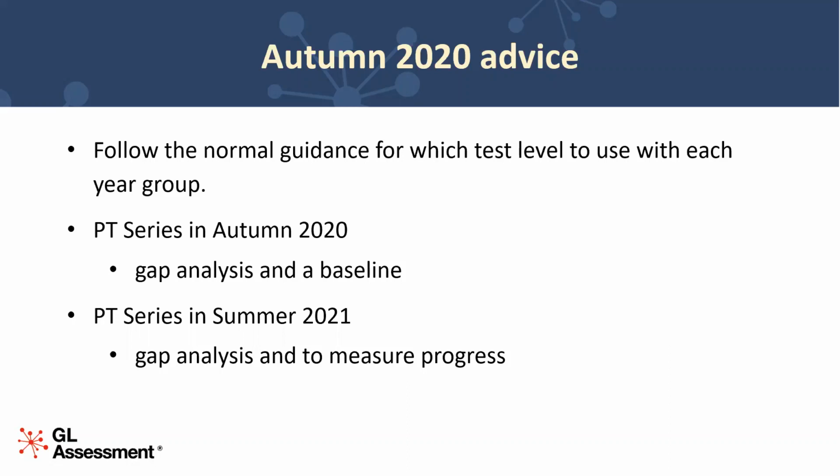If you've used progress tests previously, you may still be interested in reviewing progress categories from summer 19 to autumn 20. However, we don't recommend drawing too many conclusions about progress from there, as over a year will have passed since your previous PT assessments.